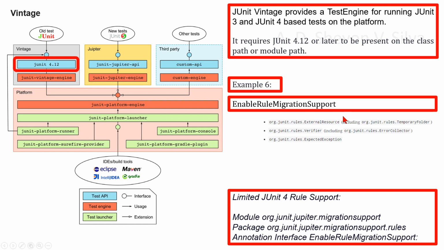limited to those rules that are semantically compatible to the JUnit Jupiter extension model. That is, those that do not completely change the overall execution flow of the test. The JUnit Jupiter migration support module from JUnit Jupiter currently supports the following 3 rule types, including subclasses of these types.